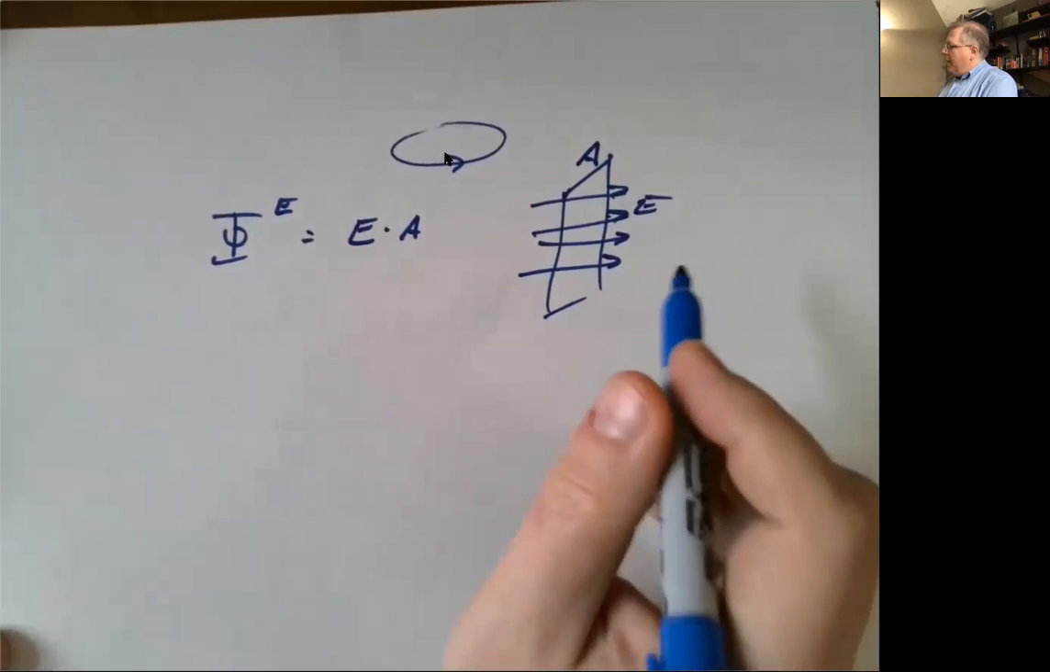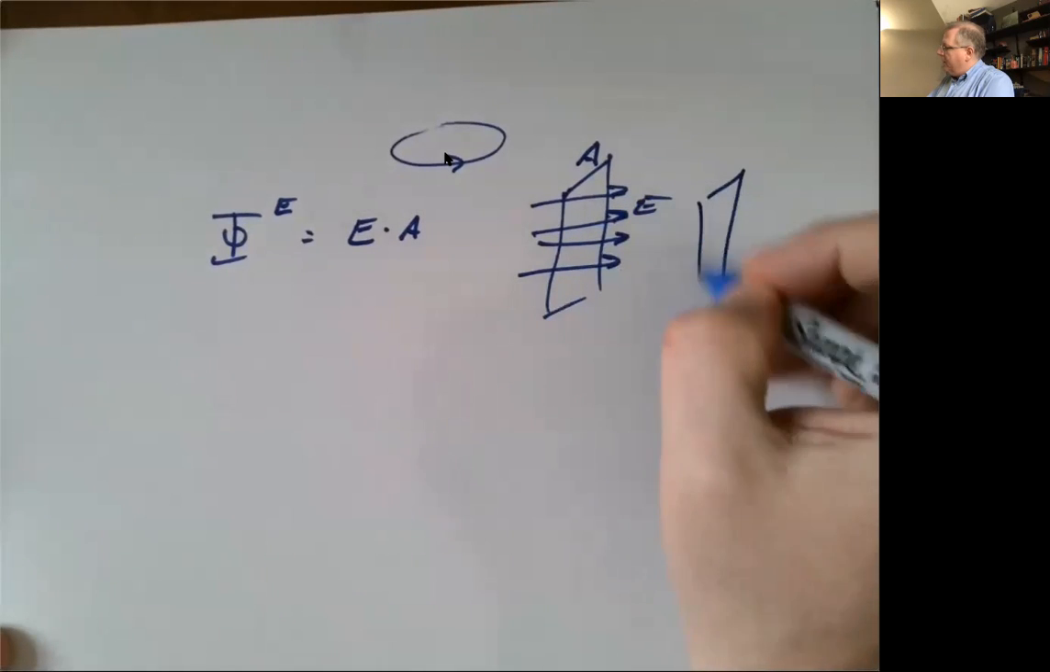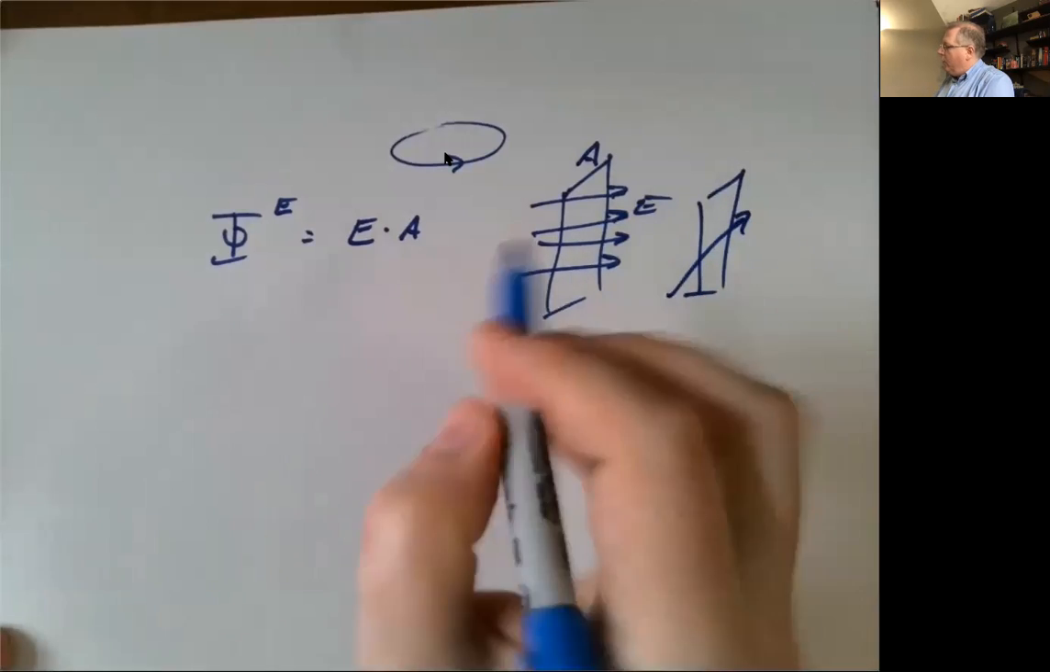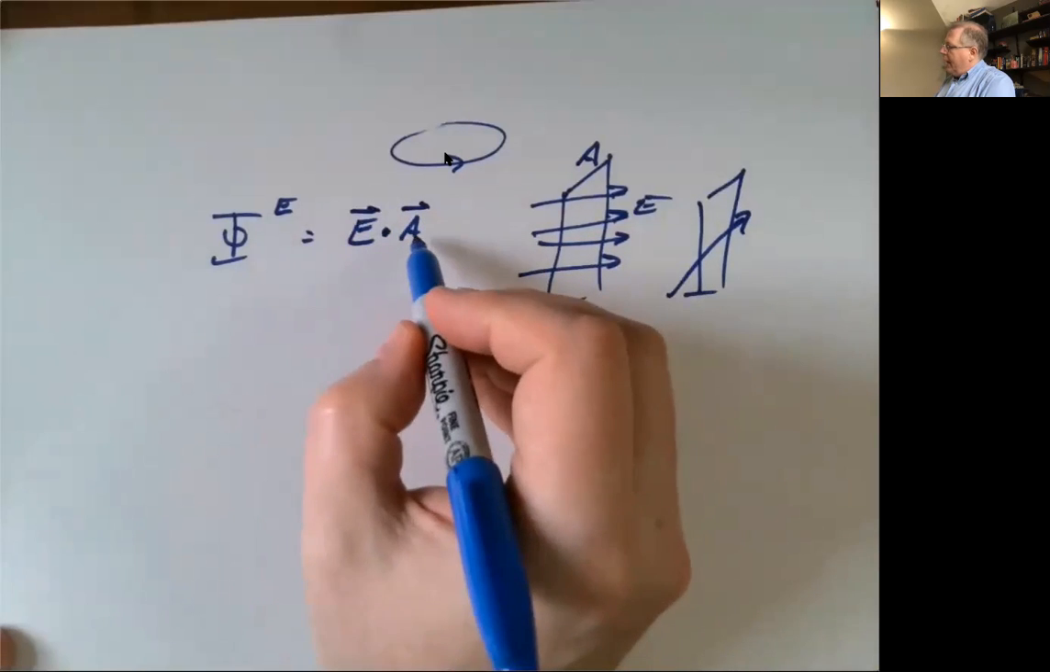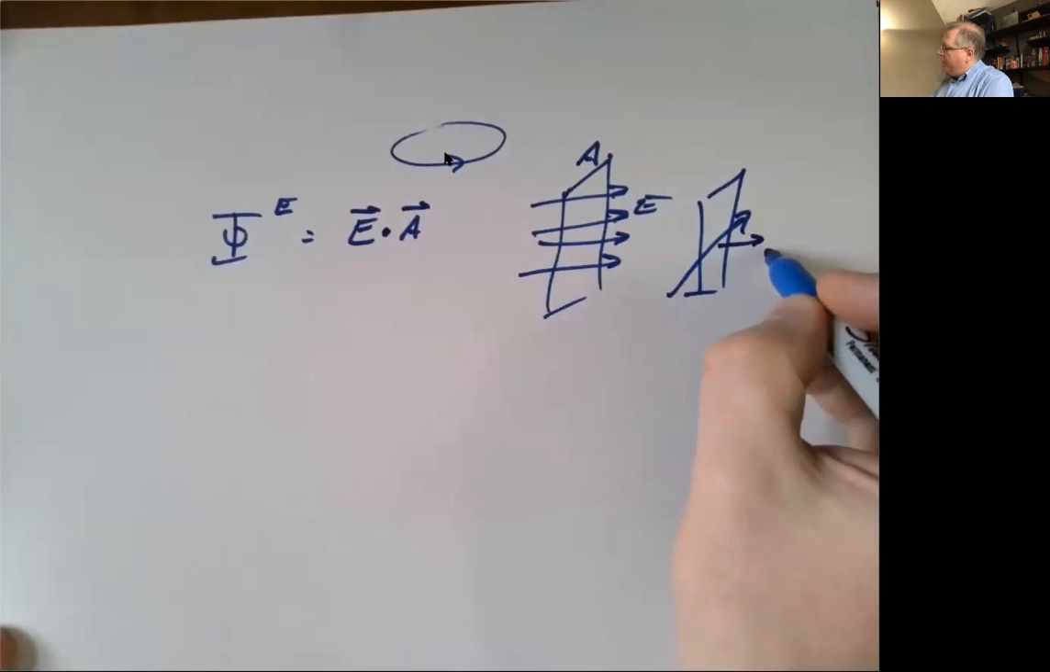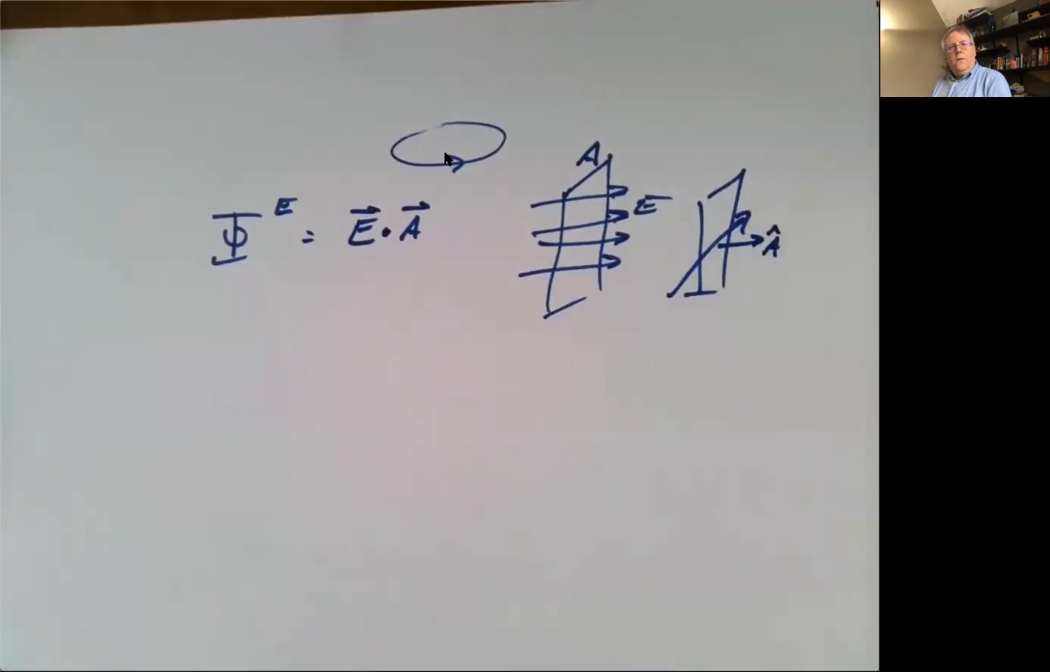But we also had this notion that if I had this sheet and the electric field was running at a different angle, we would take that into account. So we used the dot product between the electric field and the surface, where we define the surface vector to be normal to the plane. So if this is my plane, that might be my normal, and the electric field is going this way, I have a positive flux, and if the electric field is going this way, I have a negative flux.